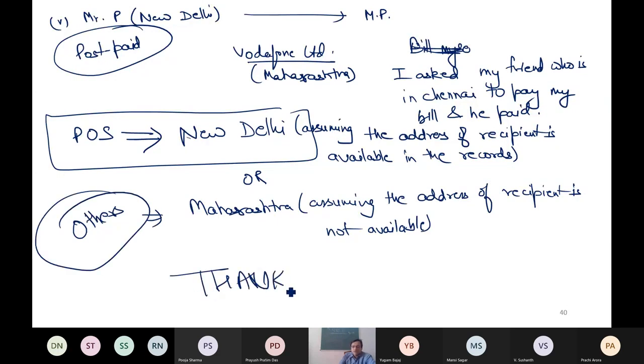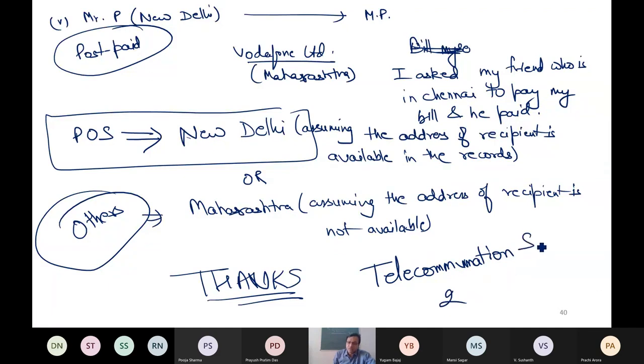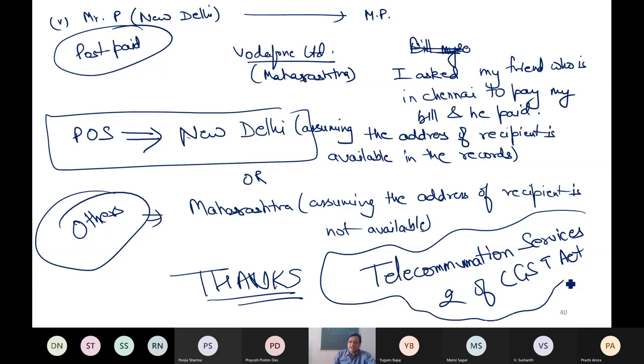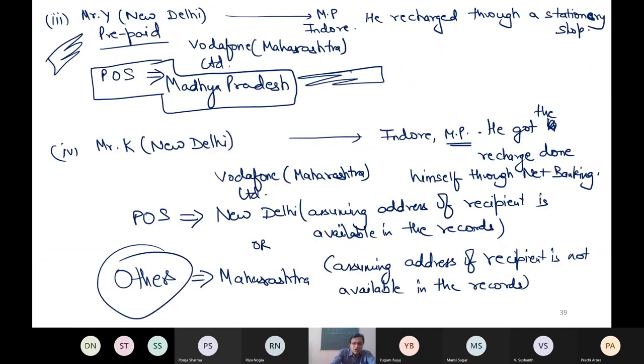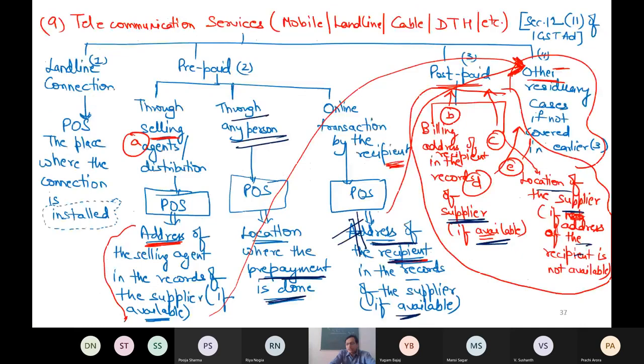It's sufficient. Now before winding up, I have still not told you the meaning of telecommunication. Telecommunication has a meaning given in section 2 clause 110 of the CGST Act, which you can read later on. Refer to section 2 to know the meaning of telecommunication services of the CGST Act. Let me show you how the Act has defined this. I have simply simplified this chart. Now let me show you how the Act says, because in reality you have to refer to the Act.